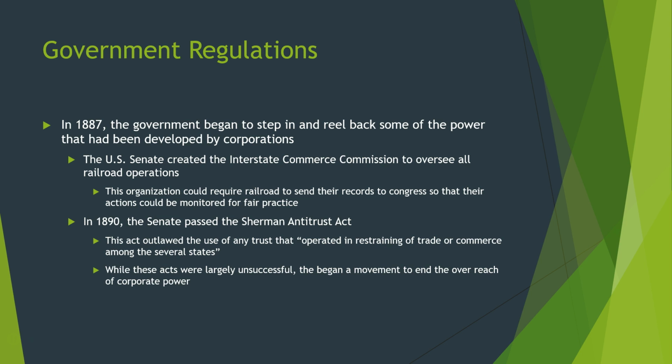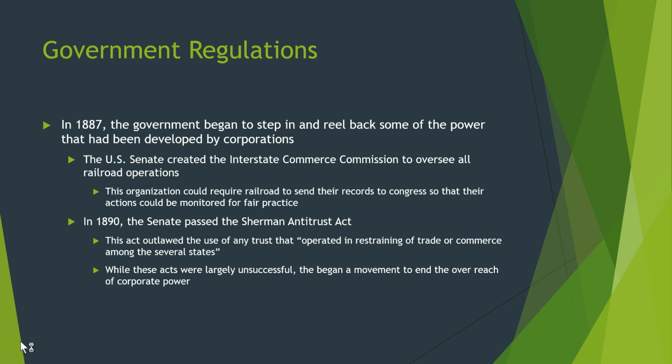So in 1887, the government began to step in and reel back some of the power that had been developed by corporations. The U.S. Senate created the Interstate Commerce Commission to oversee all railroad operations. This organization could require railroads to send their records to Congress so that their actions could be monitored for fair practice. But really, that's all that happened at the beginning. Now, the ICC, or the Interstate Commerce Commission, has grown to have huge power within our society today. They are able to pretty much regulate every single type of business that exists in the United States, with very few exceptions.